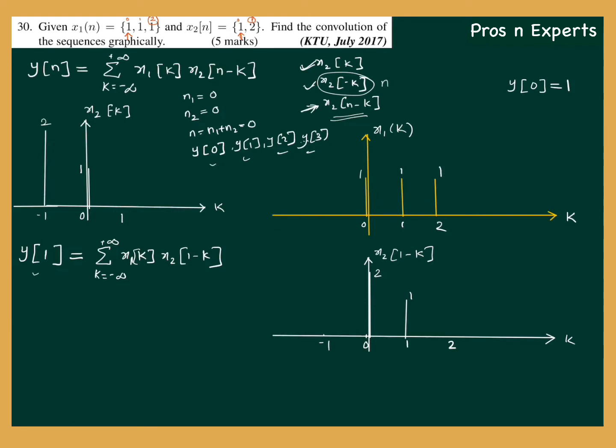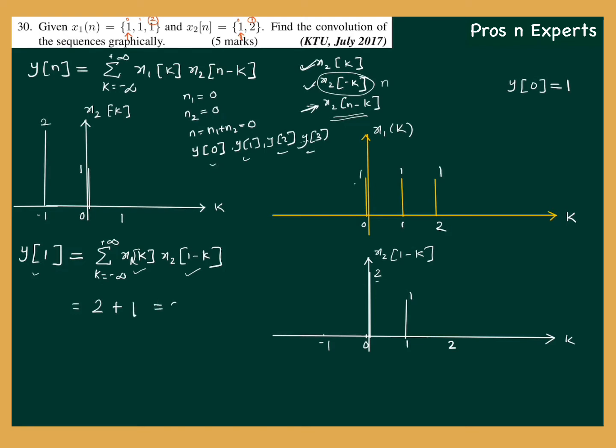Now let us look at the equation. The equation tells us to multiply x1 of k and x2 of 1 minus k. So what will be the result? There are two samples to multiply. This sample multiplied by this sample, you will get 2 into 1. And this sample with this sample, 1 into 1, and the equation asks us to summate both products. So first of all, 2 into 1 is 2, plus the sample 1 into 1 is 1.